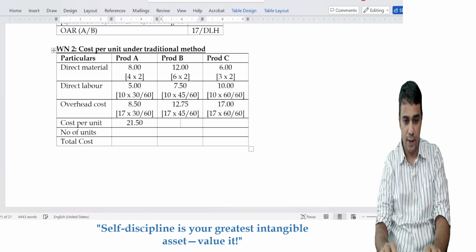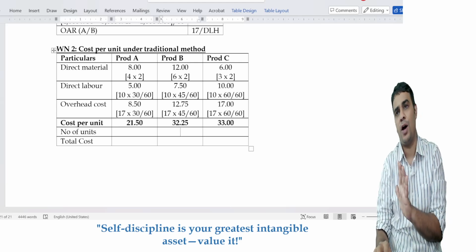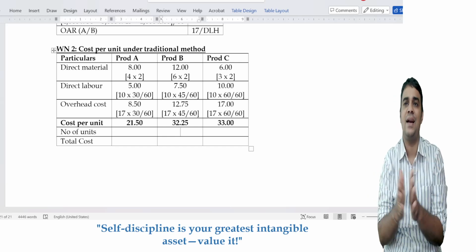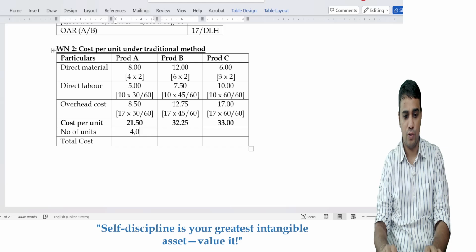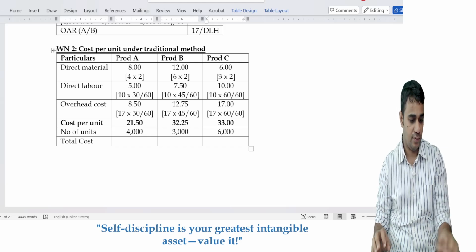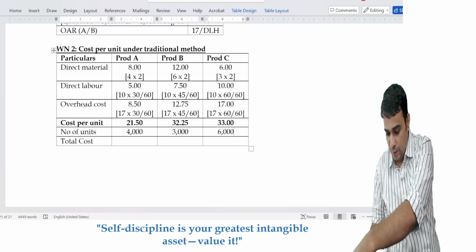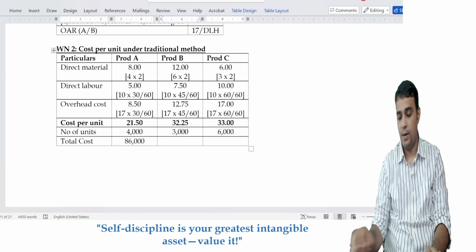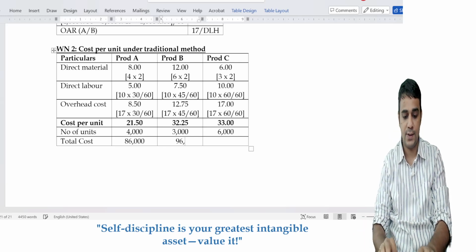I've got the numbers: 21.5, 32.25, 33. It is purely format driven. My objective is that every chapter we try to do in a single format or 2-3 formats, and we are done. Cost sheet has a standard format. When we did EOQ, we had a standard format. PSL also has a standard format. So try to follow formats and you'll be able to get to the answer. Number of units is 4,000, 3,000, 6,000. Do the multiplication. 21.5 into 4,000 is 86,000. 32.25 into 3,000 is 96,750.